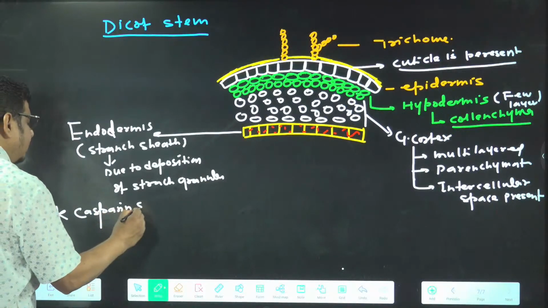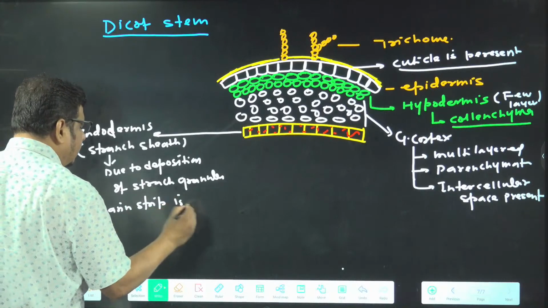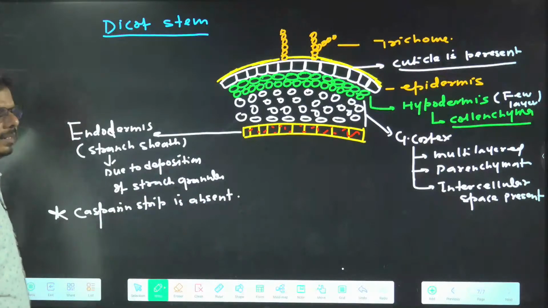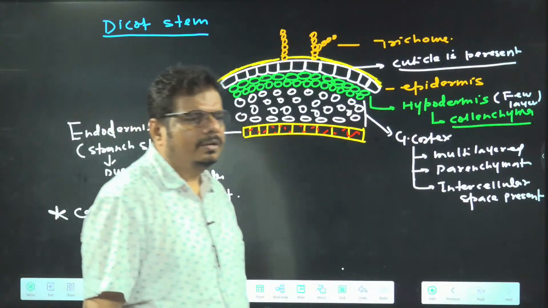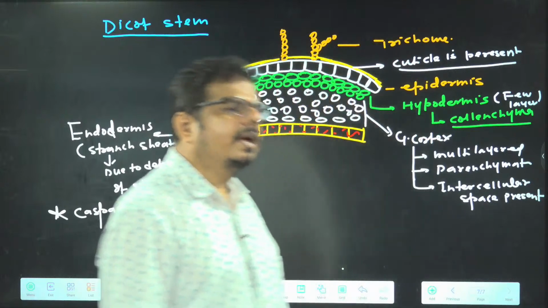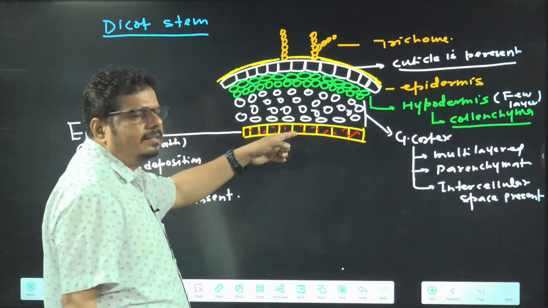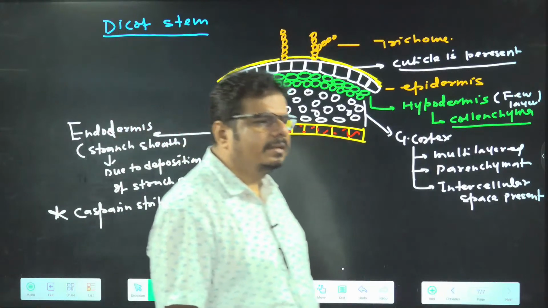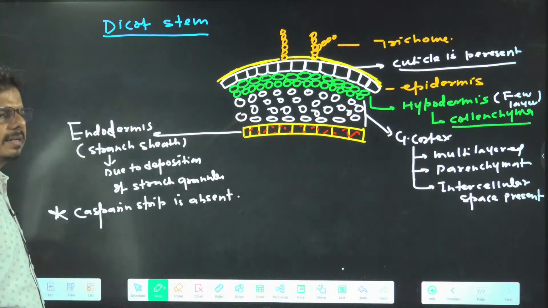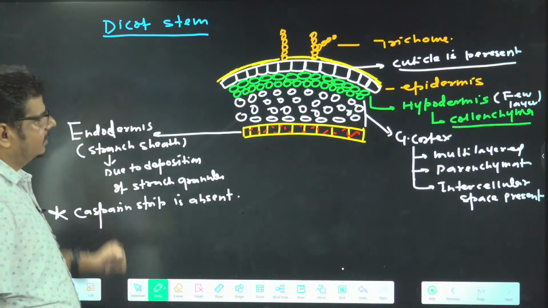Casparian strip is present in root, not in stem. Mind this line: strip is absent. Is it clear in the mind or not? Casparian strips are present or absent? Absent. In place of Casparian strips, what you are finding? Starch granules are there. And that is the reason endodermis is called a starch sheath.